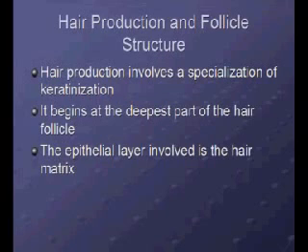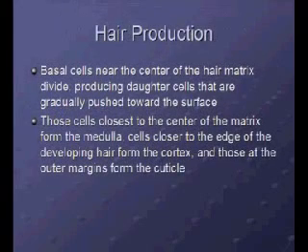Hair production and follicle structure. Hair production involves specialization of keratinization. It begins with the deepest part of the hair follicle. The epithelial layer involves the hair matrix. Basal cells near the center of the hair matrix divide, producing daughter cells that are gradually pushed toward the surface. Those cells closest to the center of the matrix form the medulla.